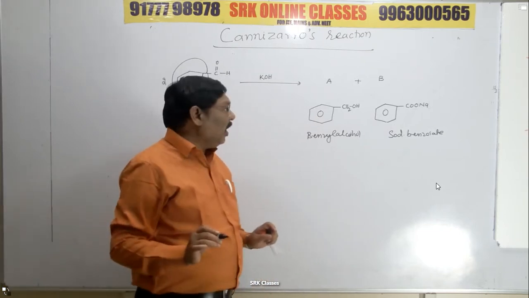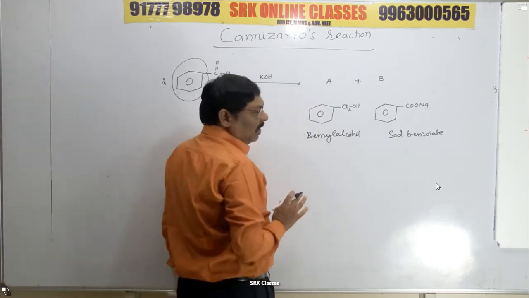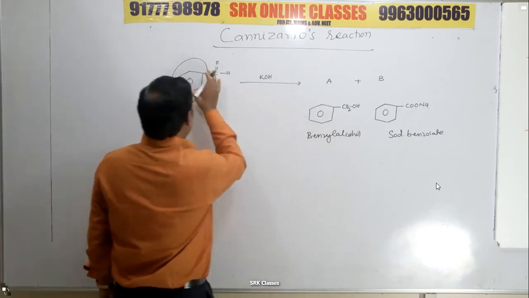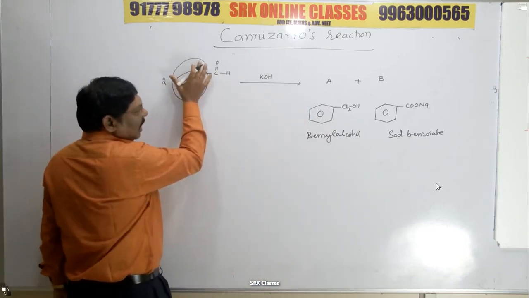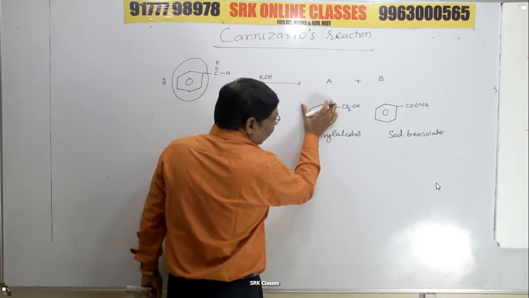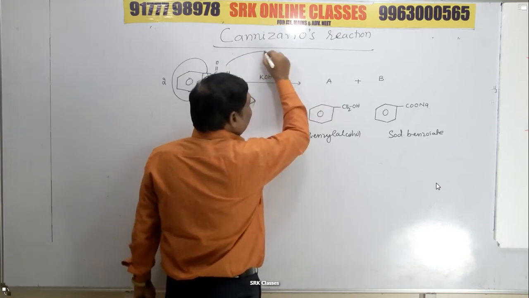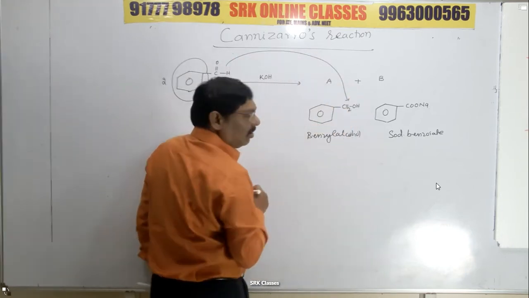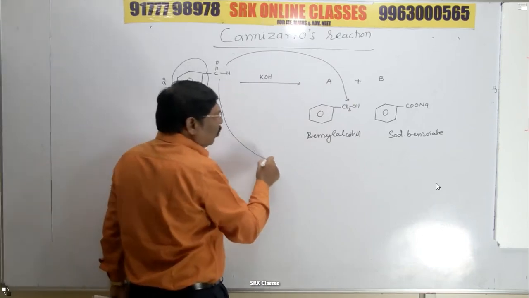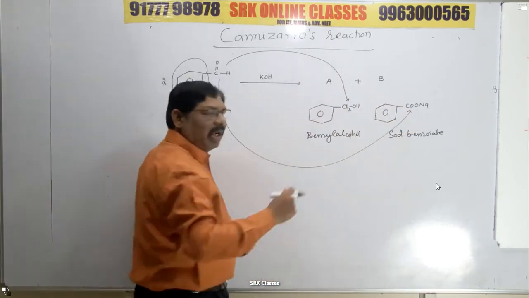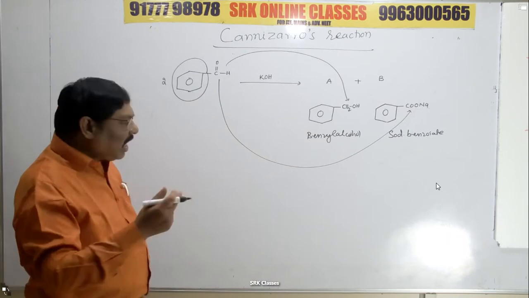How to write the product? The first molecule should be represented as it is. Whatever group is attached to the aldehyde remains as it is. In the first molecule, CHO is converted to what? CH2OH. In the second molecule, CHO is converted to what? COOH. Let us try for another one.